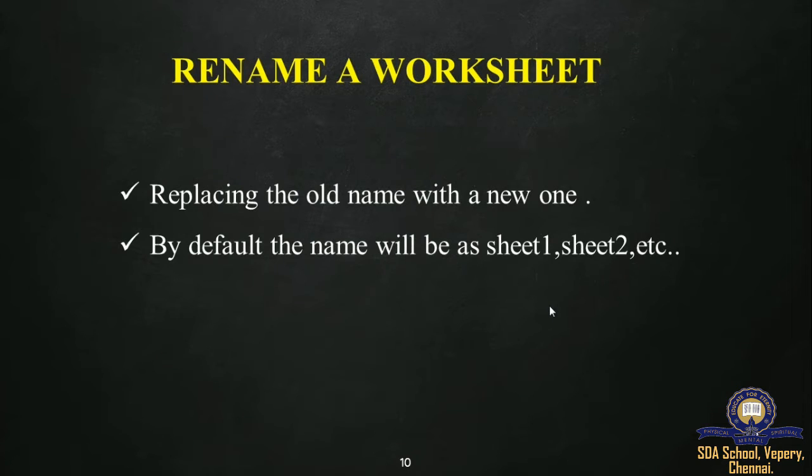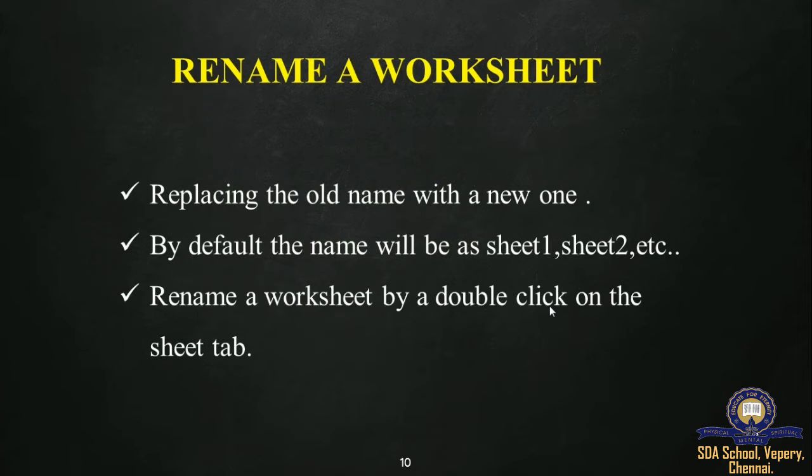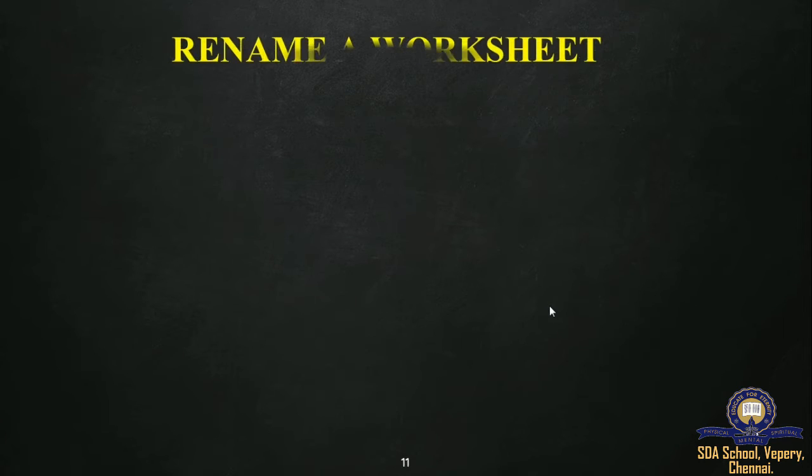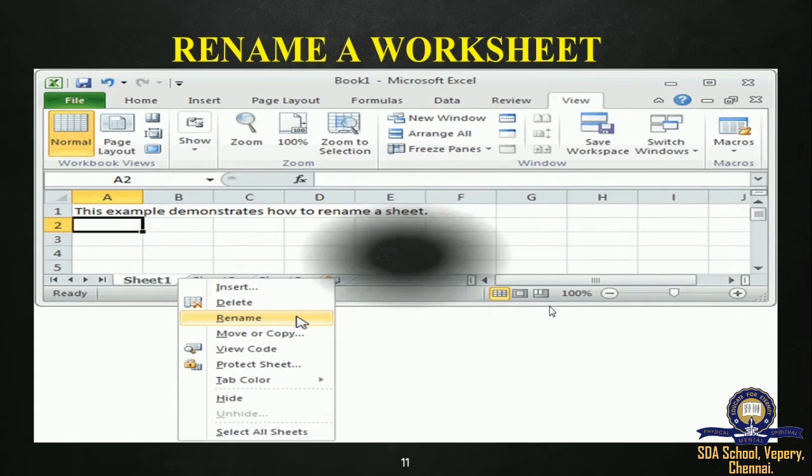By default, the name will be Sheet 1, Sheet 2, etc. You will be naming the sheet by double clicking on the sheet tab. Then your sheet will be renamed. Let us see through one example. So how can you rename?